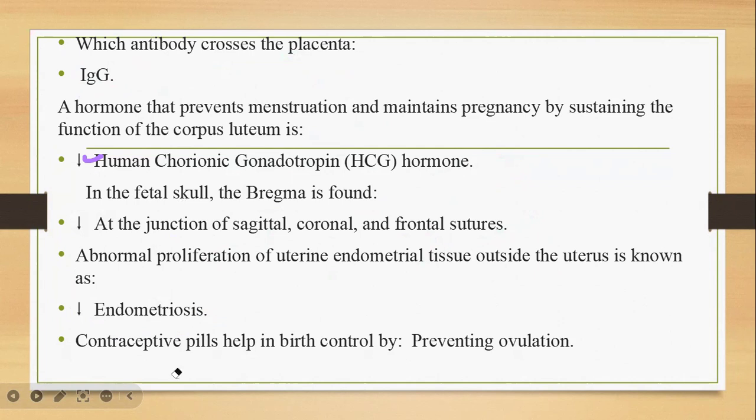The next one-liner: contraceptive pills help in birth control. How does a contraceptive pill work? It prevents ovulation. For ovulation we need LH; the LH surge occurs on day 14, then ovulation. So ovulation is prevented by having OCPs.